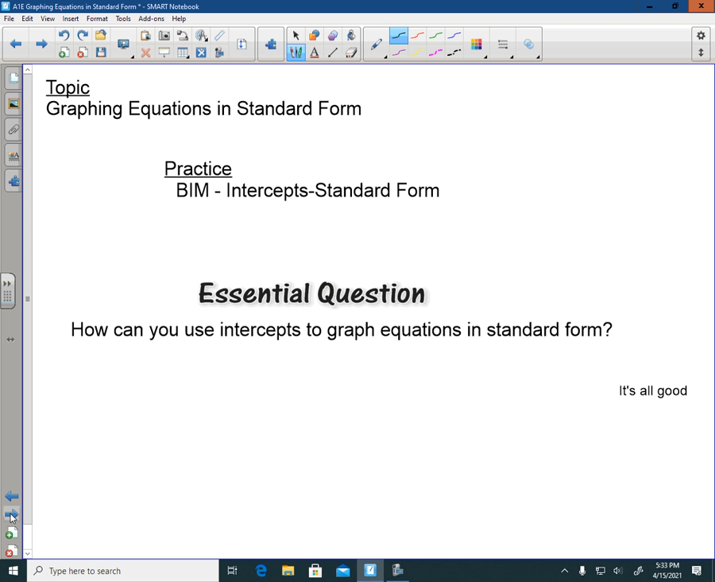That's it. So the whole idea here is just to be clever, to recognize that if you have an equation in standard form, we can plop zeros into that standard form, get rid of a whole term, solve for a variable, and then plot that as a point. In other words, we can use intercepts. We know at intercepts that one value or the other is always going to be 0, and that helps us graph these lines.